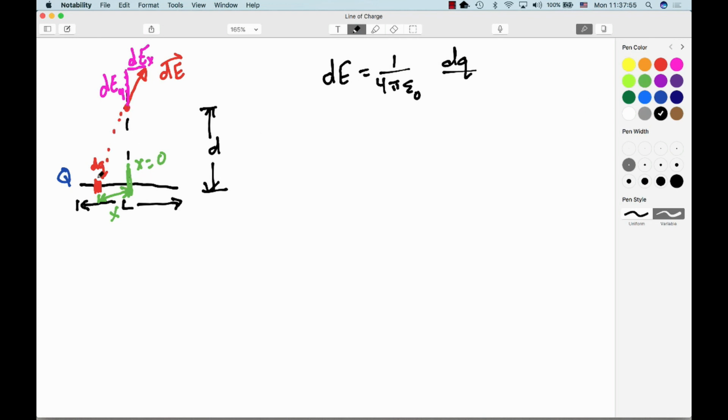Okay, so this distance here is going to be the square root of x squared plus d squared. And then we need to square that as part of the whole kq over r squared thing. So this will be just x squared plus d squared in the denominator. All right, but that's for this piece right here, dE. And what we really need is this piece here, dEy.